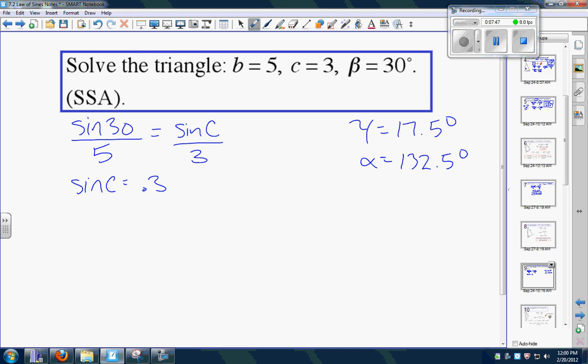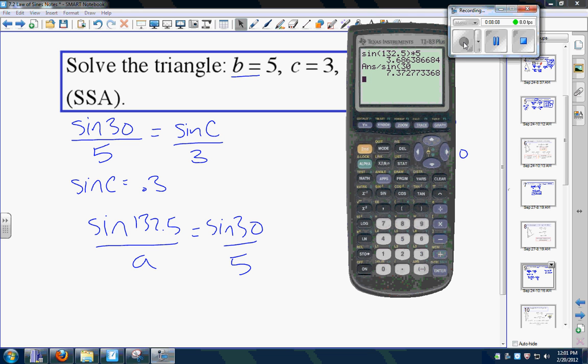Only thing I'm missing now is side A. So sine of A over the side. Now you get to pick one here. I'm going to go with the given because I know it's going to work. So I do the math. You can see it on the calculator there. A comes out to 7.37.